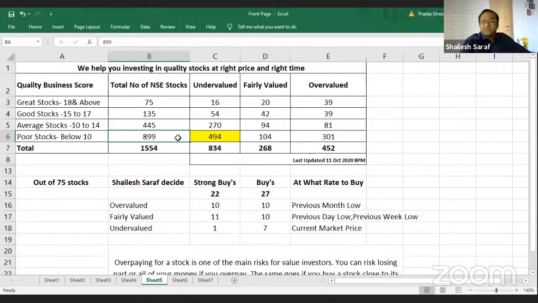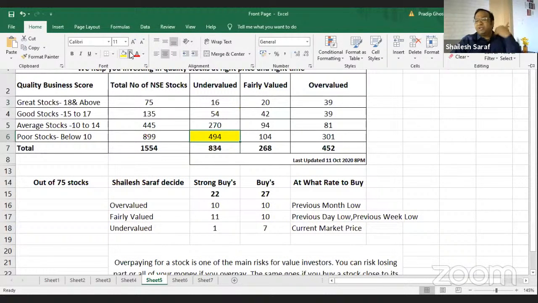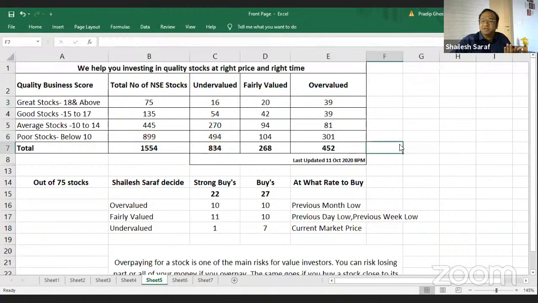Out of that, 494 is undervalued. Obviously, it's poor stock quality. Nobody is interested in those stocks, so they have risk. So the intelligent investors, they never buy that stock. So what happens is, if they don't buy that stock, obviously the price will not increase, so it will remain undervalued. So our focus always should be, the first aspect of our app, is to show you the great stocks.